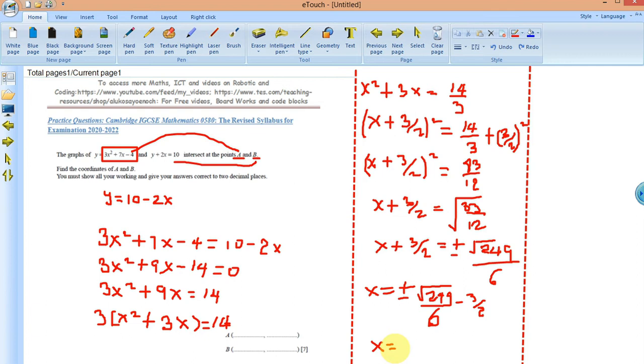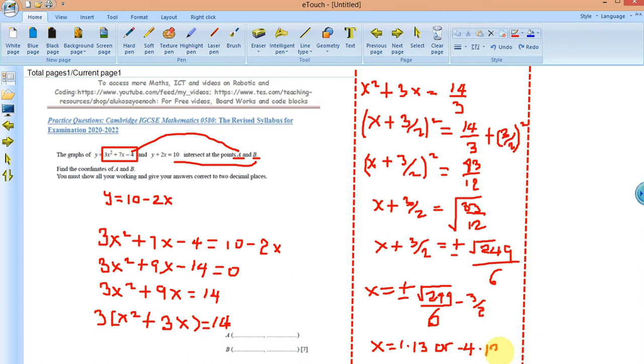So let's go with that first. That is 1.129, so that is 1.13 to 2 dp. Then let me go ahead with my calculator, minus root 249 over 6 minus 3 over 2, that equals minus 4.13 to 2 dp.